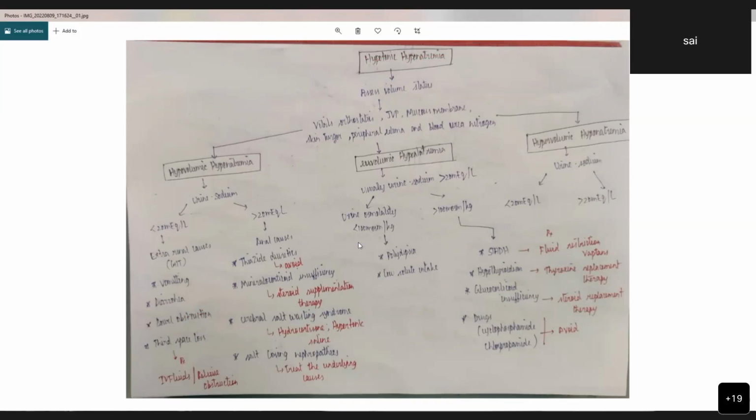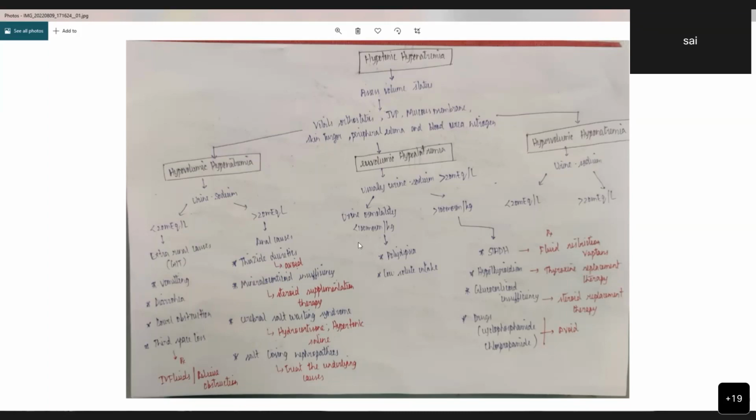If it is less than 20 milliequivalent per liter, then it will be an extrarenal cause such as GIT, and the causes are vomiting, diarrhea, bowel obstruction, and third space loss. And the treatment is IV fluids. If it is bowel obstruction, then treatment is to relieve the obstruction. If the urine sodium is greater than 20 milliequivalent per liter, then it will be a renal cause such as thiazide diuretics, mineralocorticoid insufficiency, cerebral salt wasting syndrome, and salt losing enteropathies.